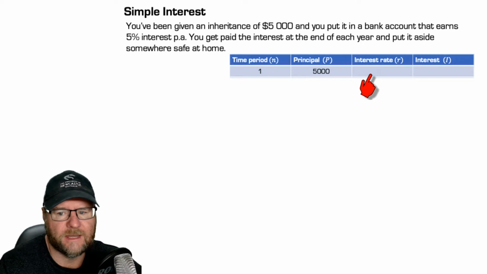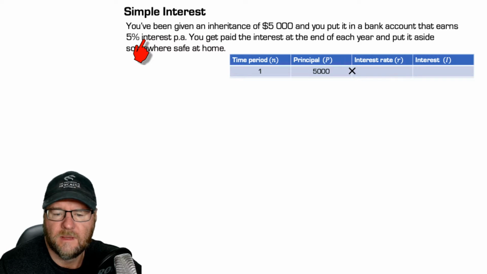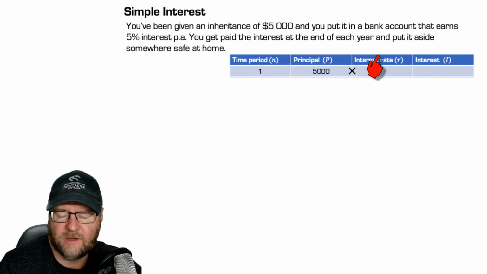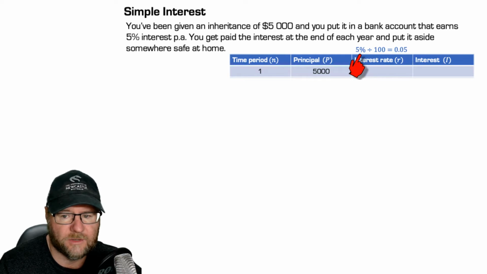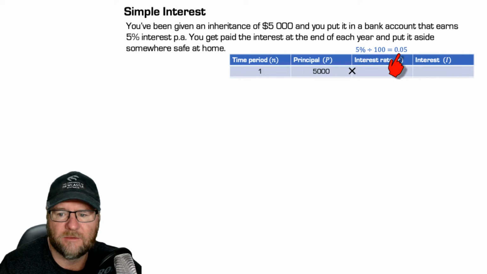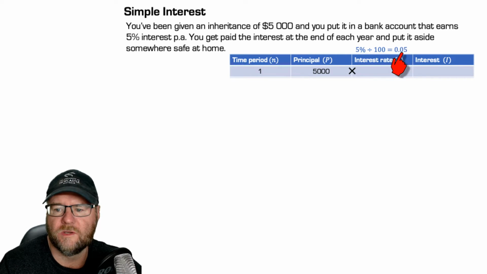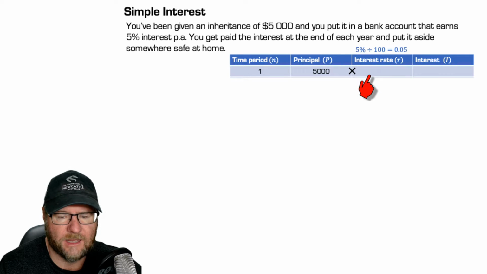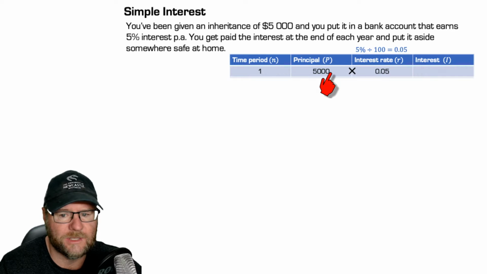The interest rate. Now, interest rate is an interesting one. It's 5%, but we always have to write it as a decimal. So instead of 5%, I'm going to divide it by 100. So 5% divided by 100 gives me 0.05. We always want to use this decimal rather than the percentage value. So I'm going to put that in there, and you'll see I'm going to multiply those two things together.